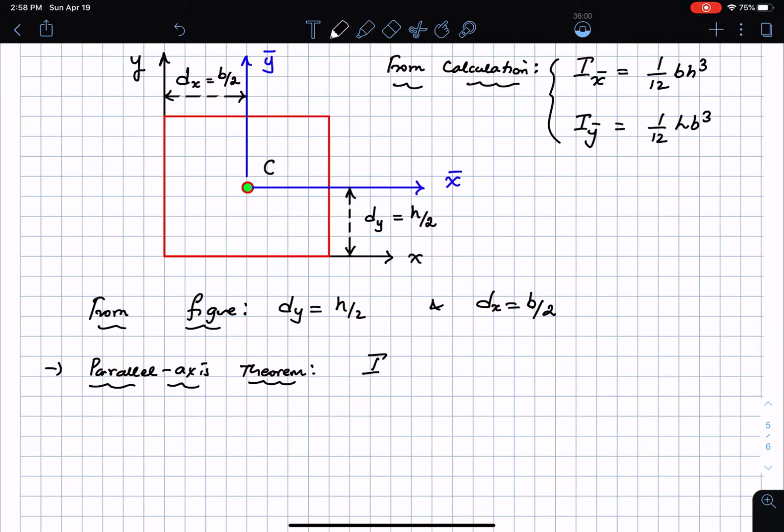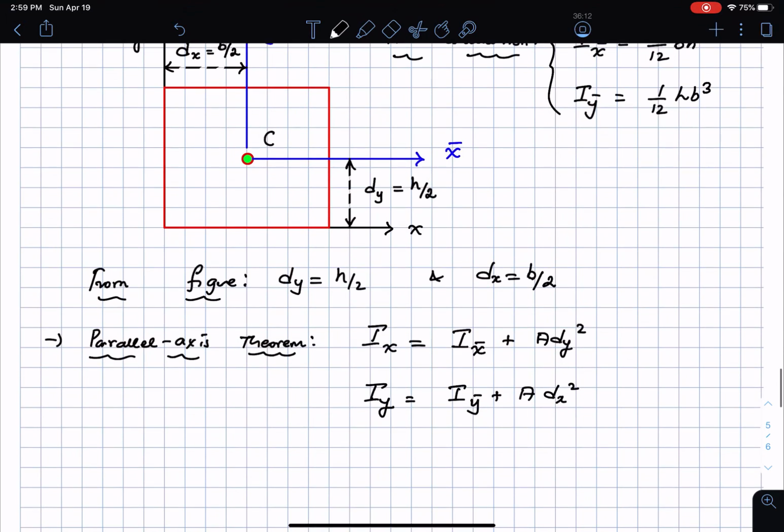We know that Ix is Ix bar plus area times dy squared. Iy is Iy bar plus area times dx squared. Of course, area A is base times height h, or area is b times h. Okay, that's a basic rectangular area, right?